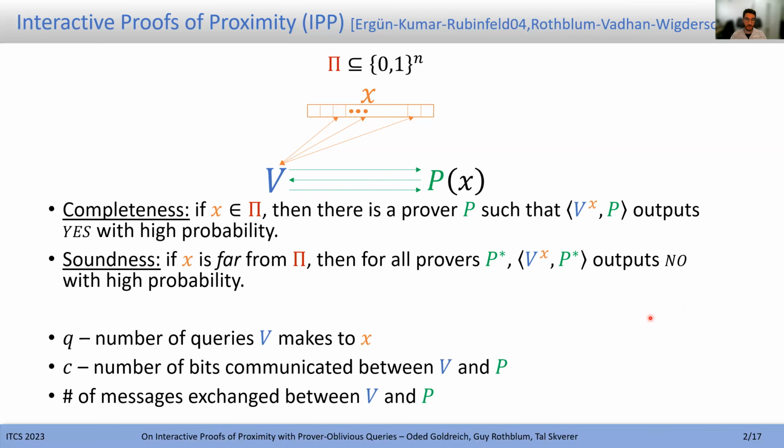Like in property testing, we're interested in minimizing the number of queries that V makes to x, but now additionally we want to also minimize the number of bits communicated between V and P, and also a measure that we're interested in is the number of messages exchanged between V and P. And just to be clear about it, in this picture we have V and P communicating 3 messages, and each message can contain some number of bits, not necessarily one. So these are two different measures, but they are connected.